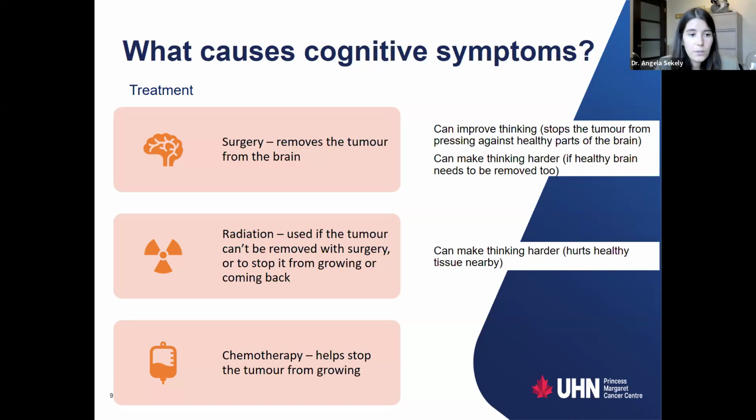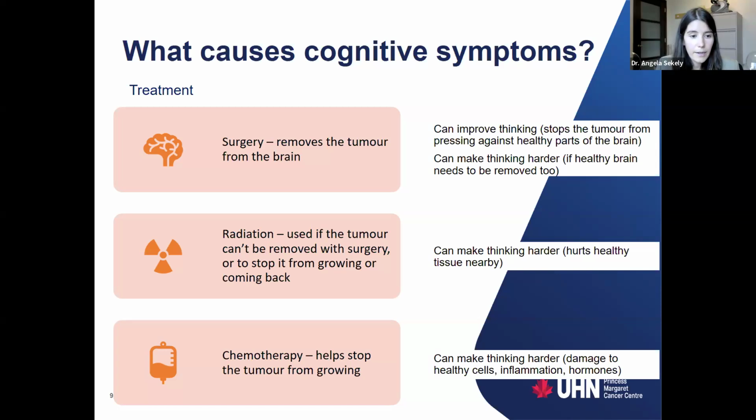Now, radiation is used if the tumor can't be removed with surgery, or to stop it from growing or coming back. And radiation can damage certain types of healthy brain cells. It can damage things called white matter tracts, which are fibers that connect different parts of the brain to one another, and it can also damage blood vessels in the brain. This can cause problems months or even years after the radiation has been delivered.